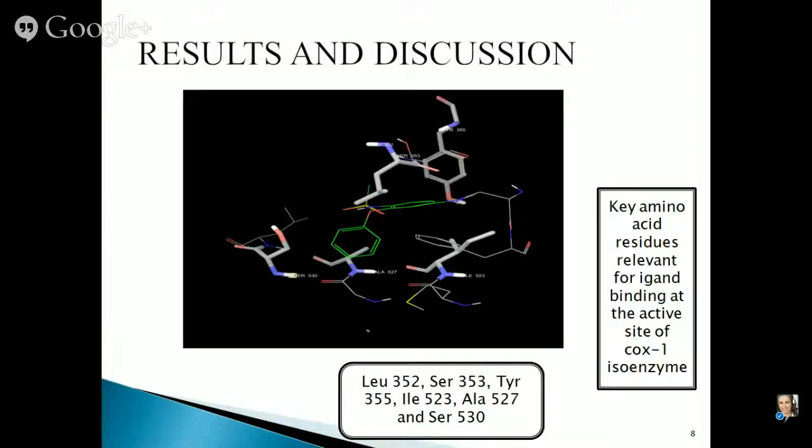Okay, this is the result of my discussion, the outcome of my study. This slide shows the key amino acids responsible for binding of ligand in the cyclooxygenase 1 binding site. As you can see, leucine 352 and serine 353 are the key amino acids responsible for the binding of ligand at the binding site of cyclooxygenase 1.